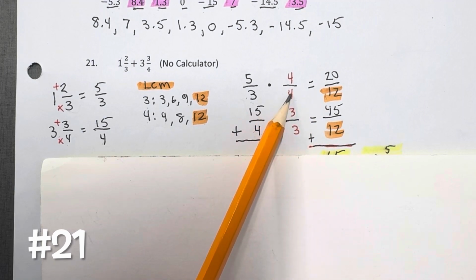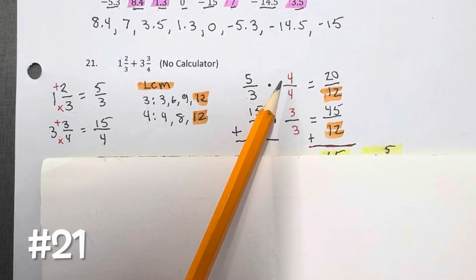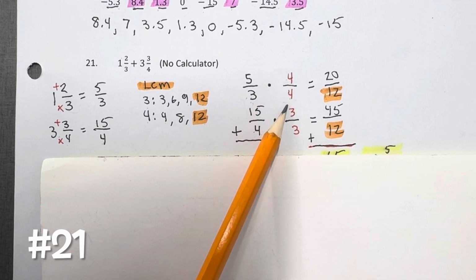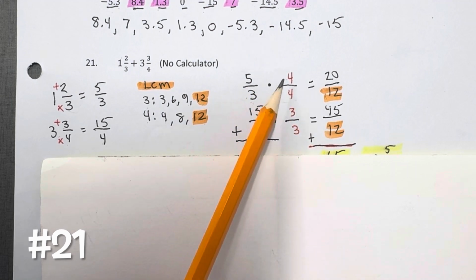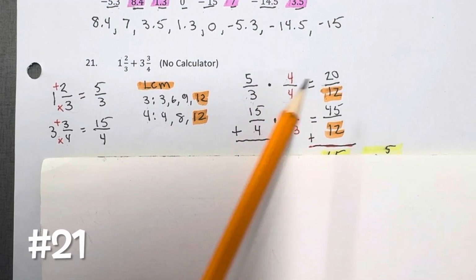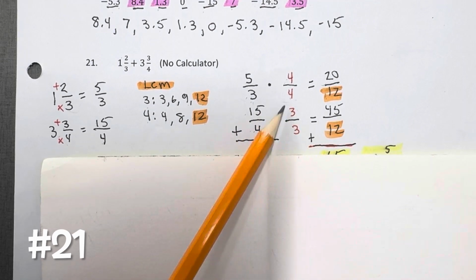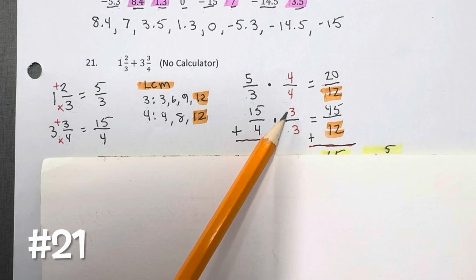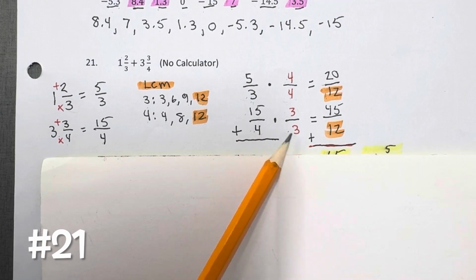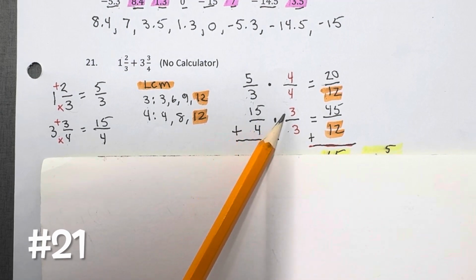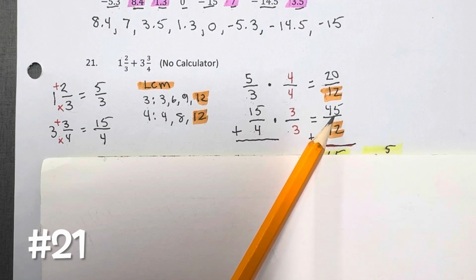And whatever you do to the denominator, you have to do to the numerator. That's why I'm multiplying it by a giant 1 of 4s. 5 times 4 is 20. And for 15/4, I multiply it by a giant 1 of 3s, because whatever you do to the denominator, you have to do to the numerator. 4 times 3 is 12. 15 times 3 is 45.